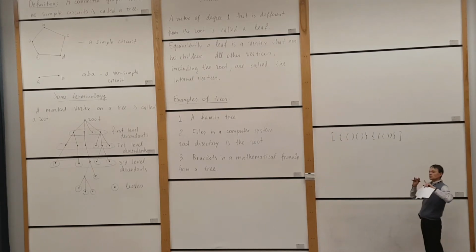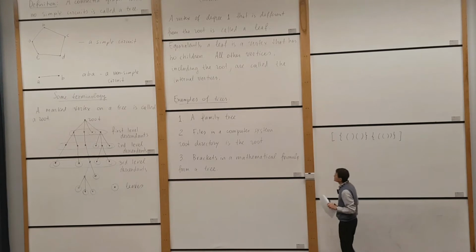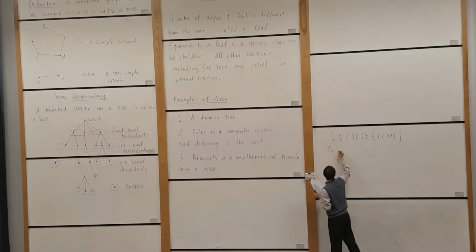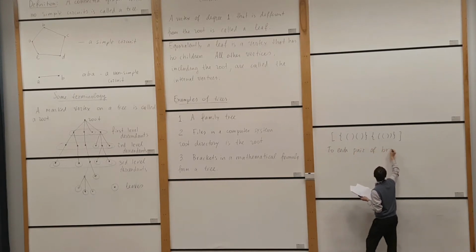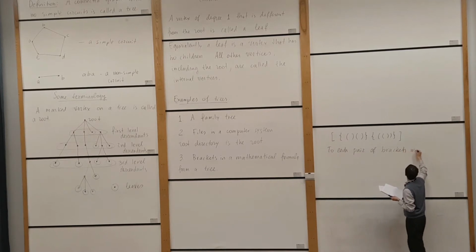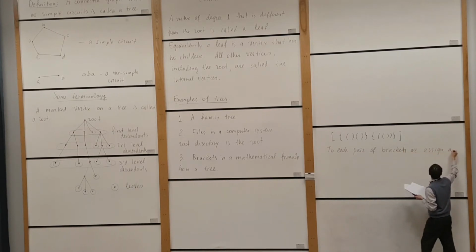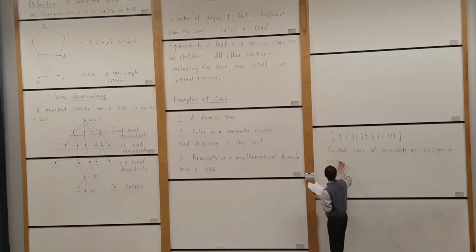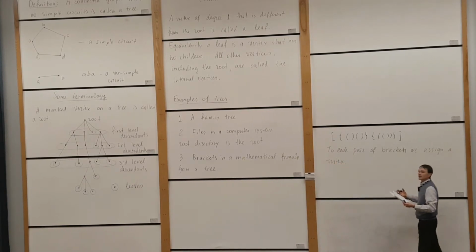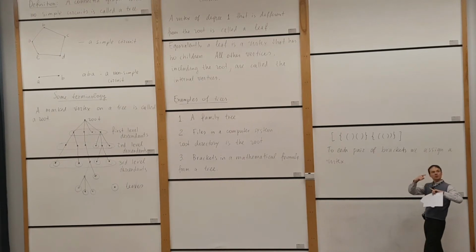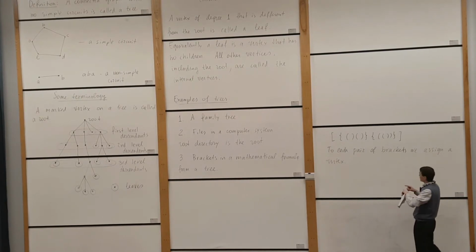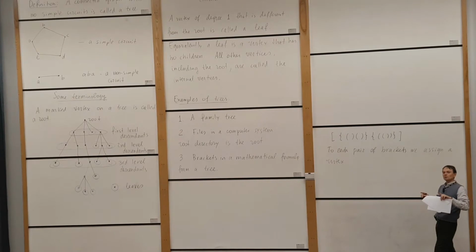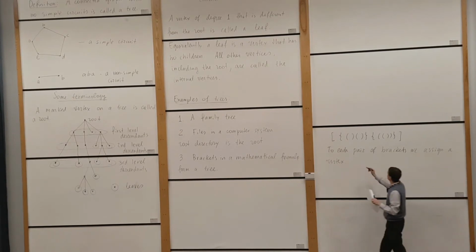To each pair of brackets, left and right, we assign a vertex. And then two vertices would be linked by an edge if one pair sits inside the other pair with no intermediate pairs of brackets.